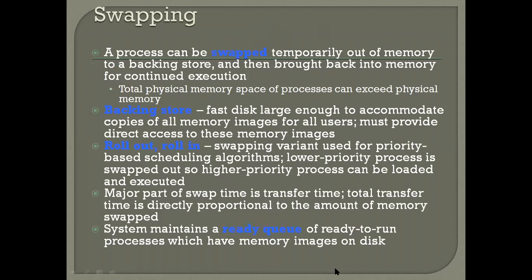Swapping: a process can be swapped temporarily out of memory to a backing store and then brought back into memory for continued execution. The policy of swapping is used for priority-based scheduling algorithms, and if a higher priority process arrives and wants service, the memory manager can swap out the lower priority process and then load and execute the higher priority process. When the higher priority process finishes, the lower priority process can be swapped back in and continued. This variant of swapping is sometimes known as roll in, roll out.